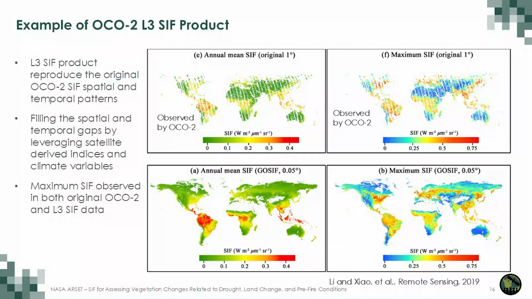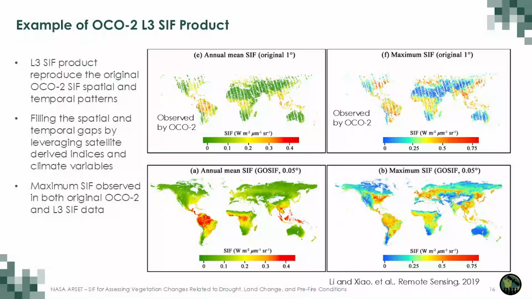And this shows an example of an OCO-2 level 3 product and also the corresponding level 2 product, so we can see the difference between the level 2 and the level 3 product. On the top shows annual mean SIF at 1 degree resolution, and the right shows maximum SIF, also at 1 degree resolution, while the bottom 2 panels show the corresponding level 3 products at 0.05 resolution.